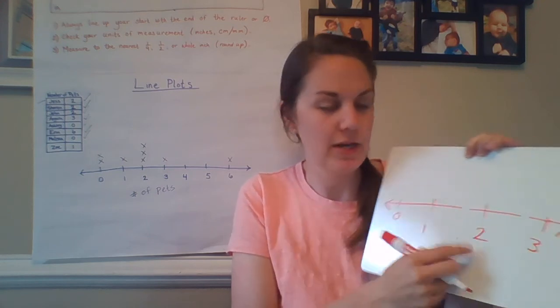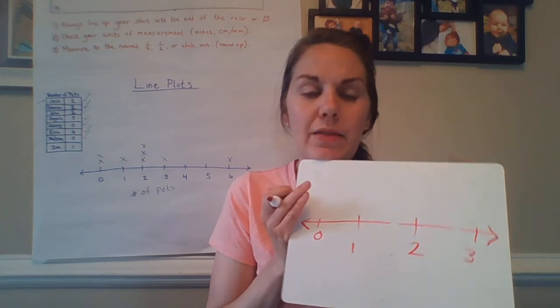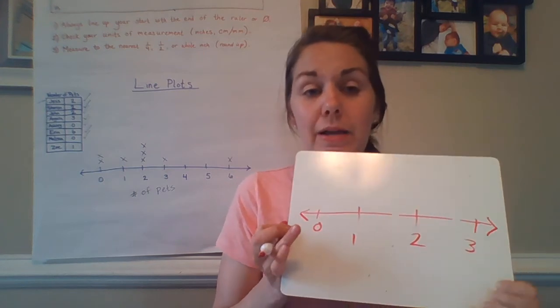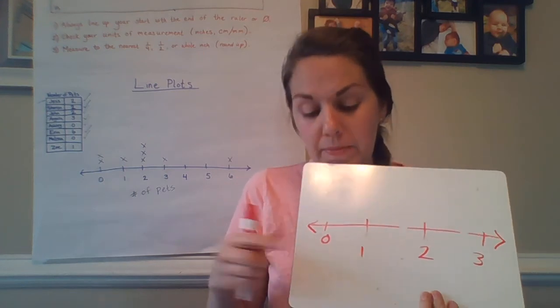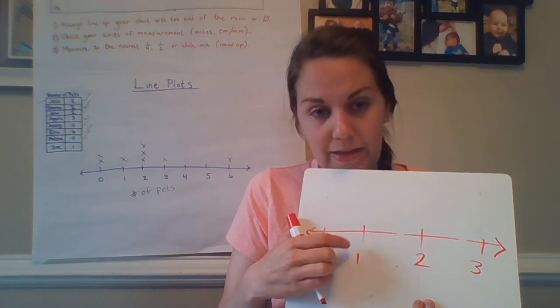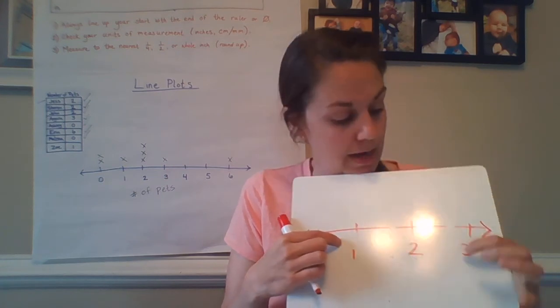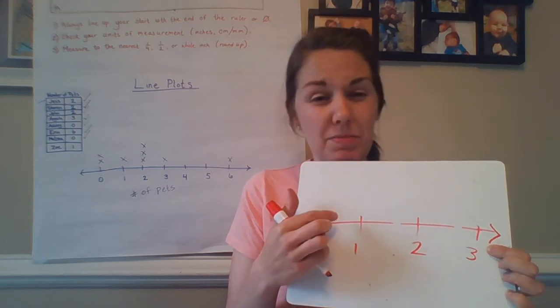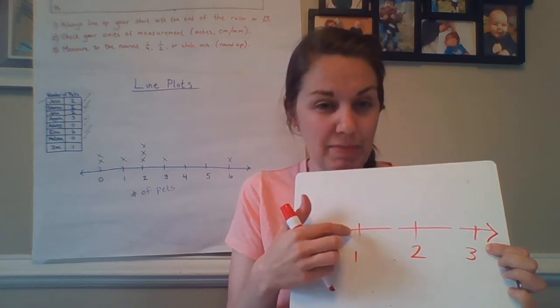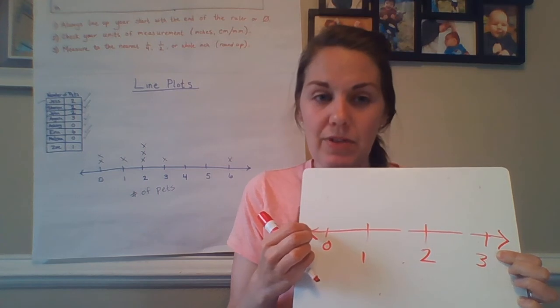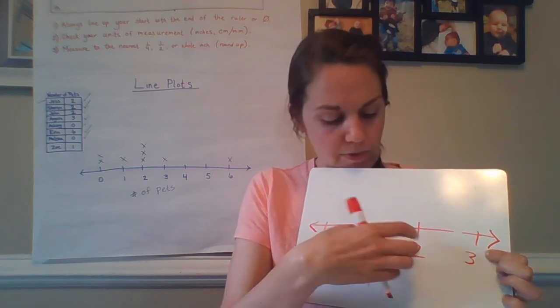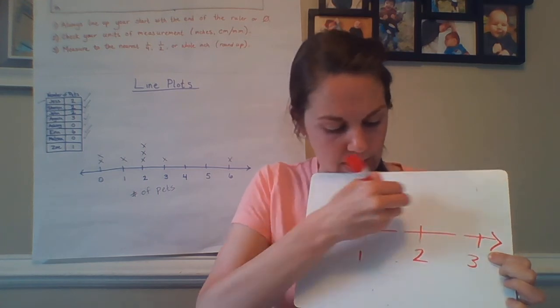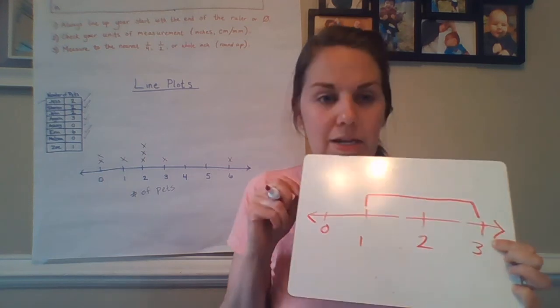I have 1 and 2. So this would be the range of my line plot, because I don't have any that are less than 1, and I don't have any that are more than 3. So you could maybe have 1 as your ending place, but it's nice to give yourself a little bit of wiggle room. So we're going to be focusing mostly on this area right here.